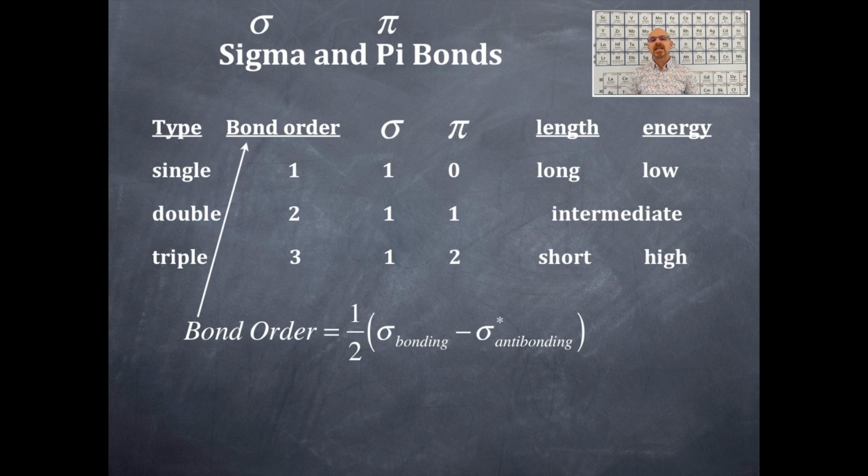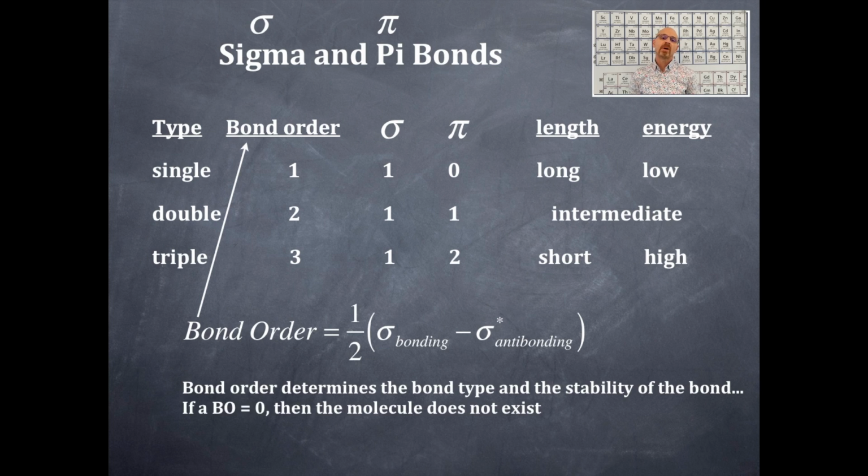Okay? In looking at the molecular orbital theory, which we're not going to go into much detail at all, the bond order is determined by 1/2 of the bonding, the sigma bonding, and the sigma anti-bonding orbitals. So if you ever get into that molecular orbital theory, you can actually determine the bond type by looking at the bond order. So it lets you know the stability of that type of bond.